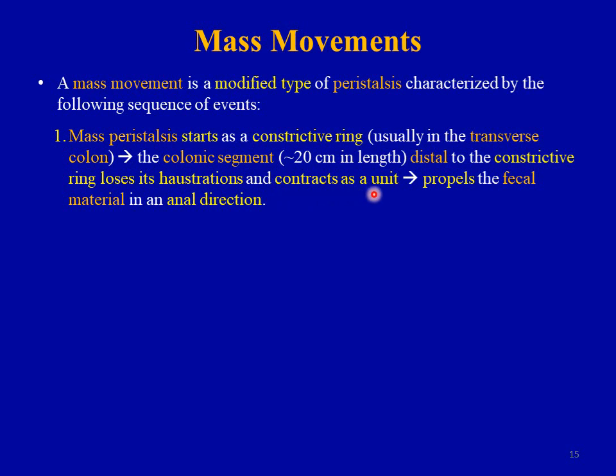So you have a region of the large intestine that is contracting as one unit, and it has a length of 20 centimeter. This will propel the fecal material in an anal direction. So constrictive ring followed by loss of the haustration distal to that constrictive ring, and then the area with lost haustration will contract as one unit, and this will propel the fecal material towards the anus.